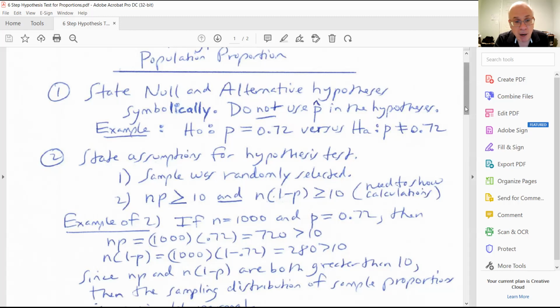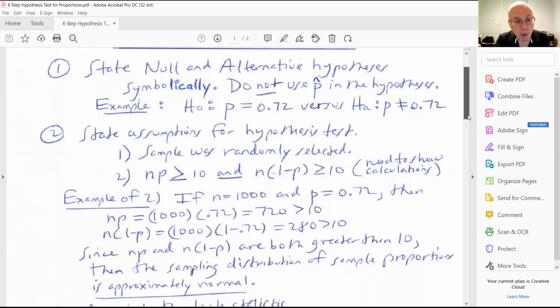All right, so you have to do both of these. You have to state what they are and then confirm that they're true. So that is a final exam requirement.